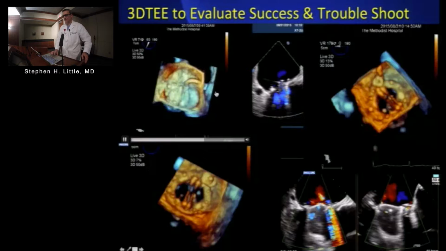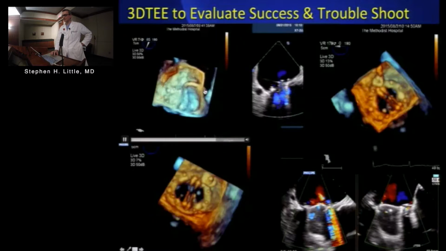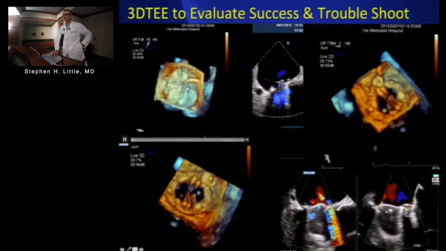So let's go through this. This is a paravalvular defect, a transeptal puncture. Guide wires across, pointing straight down. So the guide catheter is positioned over the defect.